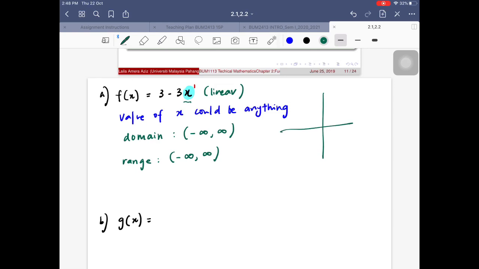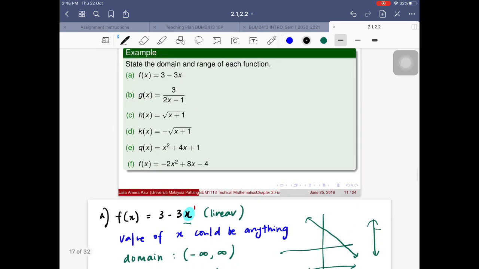So if we sketch a graph of the linear function, this is going to be 3 minus 3x. The graph is going to look like this. So it covers all the x values, it covers all the y values. That means that it covers from negative infinity until infinity. So that is going to be for the first function.